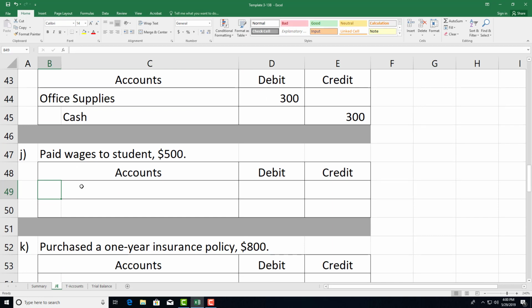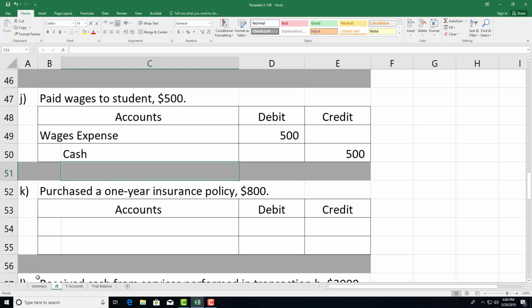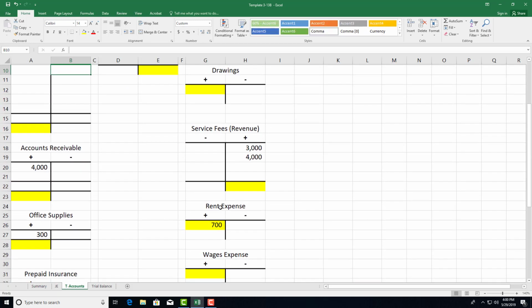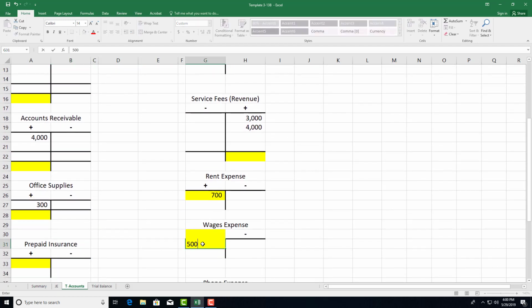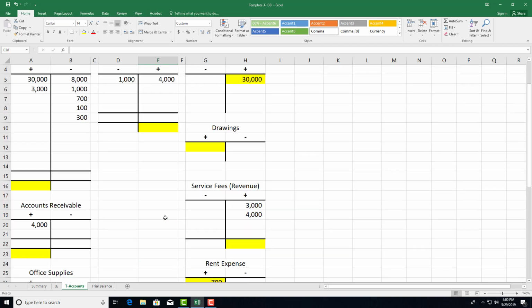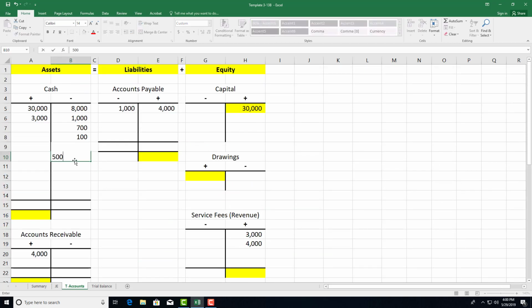J, paid wages to a student. So we debit wages expense $500, record a cost of doing business. We see that word paid. So we have cash, $500. So debit wages expense $500, cash $500.